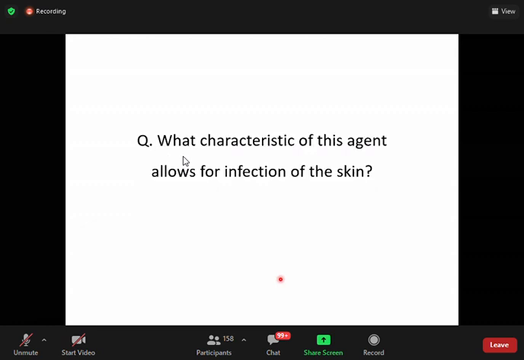What characteristic of this fungal agent allows for infection of the skin? Did you look at that table in the lecture? No, you all didn't look at it. The skin has a lot of keratin, right? So these are keratin-loving agents, so they are keratinophilic. Because they can digest keratin, they tend to go for the skin and the appendages, the nails, the hair.